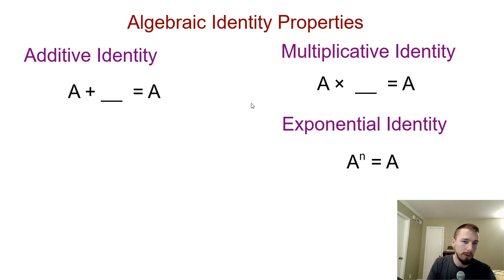So let's start out with reviewing our identity properties. So the key word is the identity. For the additive identity, we want to know what do we add to something in order for its identity to remain the same. So our additive identity, a plus 0 is still a, right? For the multiplicative identity, what do we multiply something by in order for it to remain the same? Well, that would be 1. And for the exponential identity, what do we take something to the power of in order for it to remain the same, which would be 1 as well.